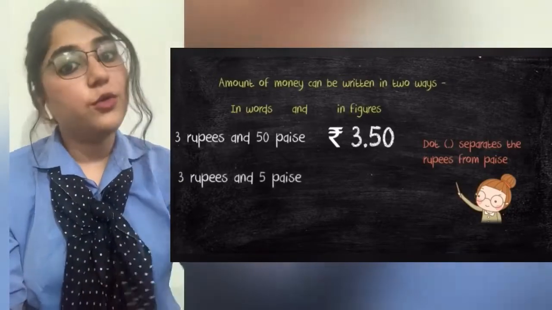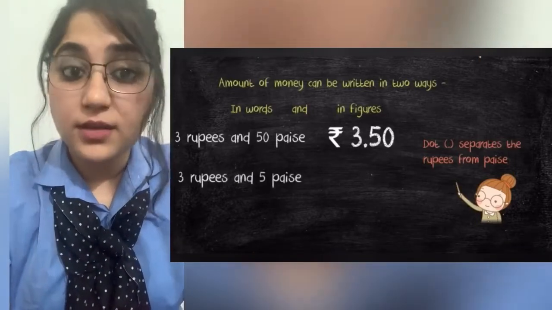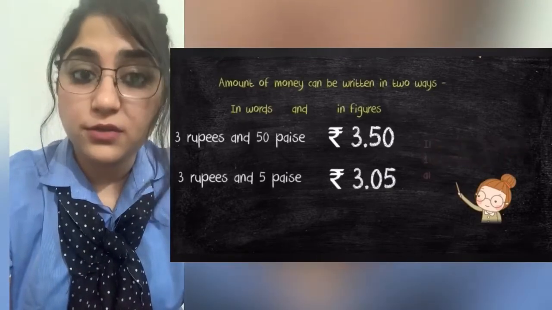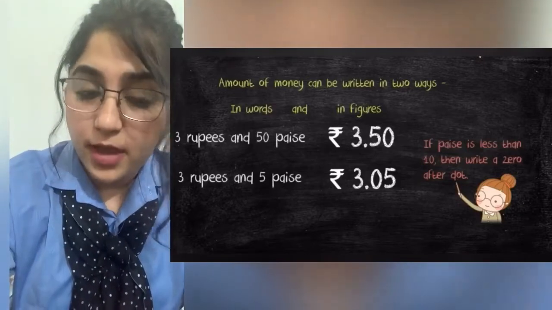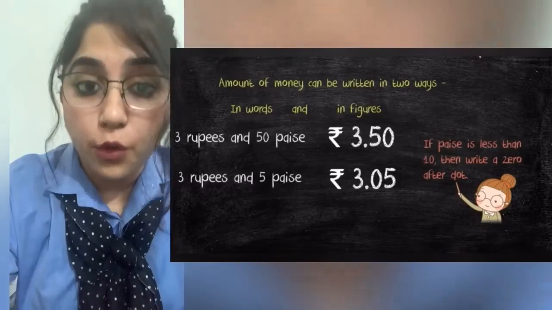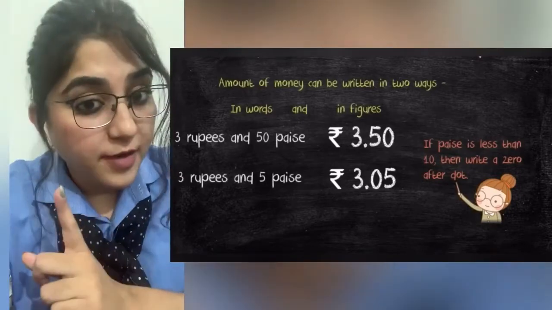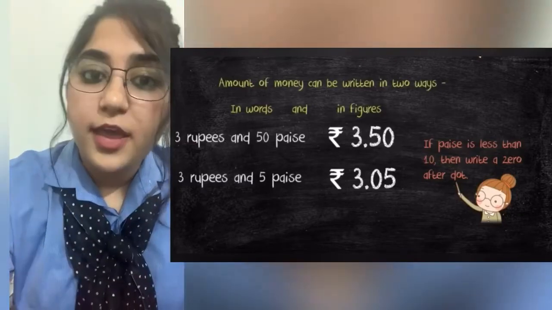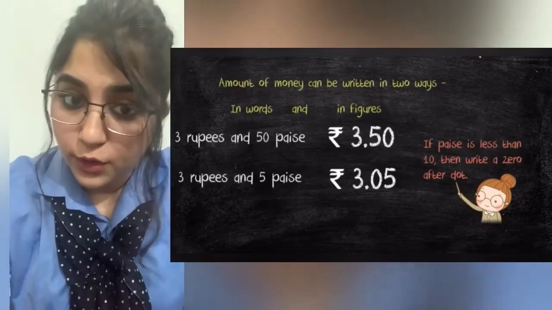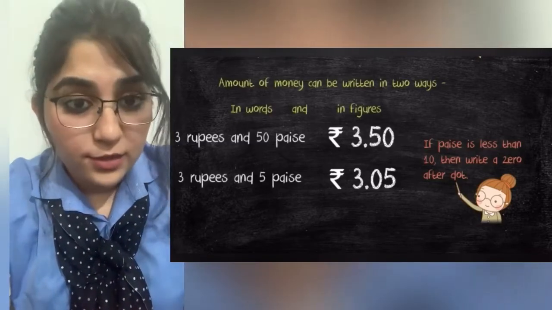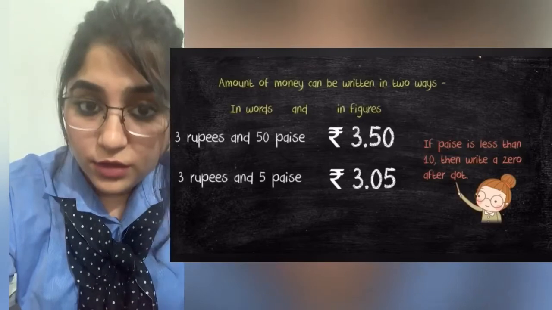Now students, moving forward to our next example, 3 rupees and 5 paisa. In figures, it is written as rupees 3.05. Most of the students make mistake in writing 50 paisa and 5 paisa. So make a note. If paisa is less than 10, then write a 0 after dot. Like if there is 6 paisa, then in figures it will be written as 0.06.